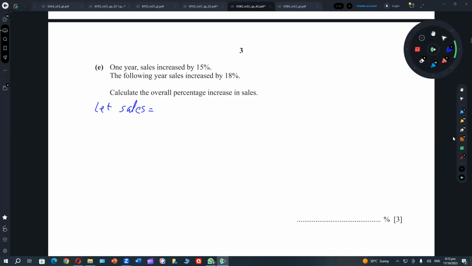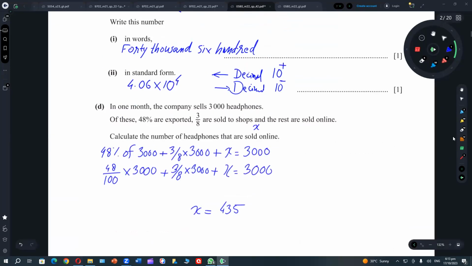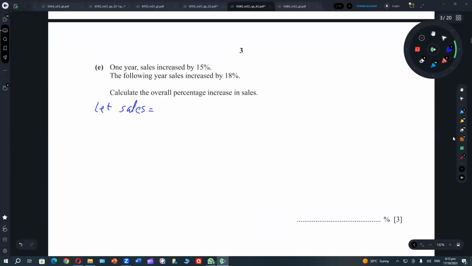Just a minute. 3,000 is the number of units actually, not sales. So we can take sales as anything. Let's say 100. So when 100 is increased by 15%, it will become 115. So X will be equal to 115.